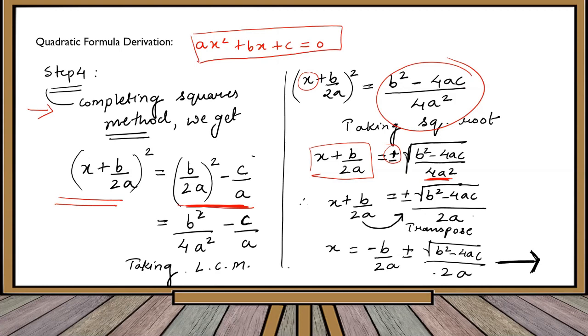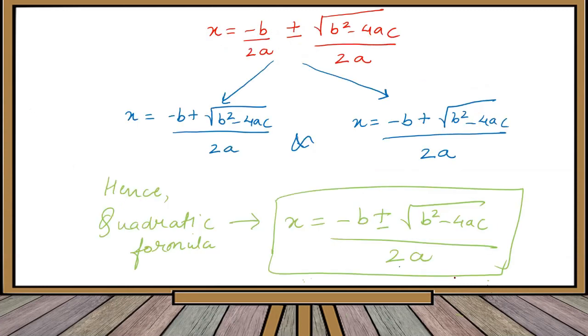Now what we are doing, we are transposing this plus b by 2a to this side. After transposing this to your RHS, we will get our x. So what is x? This plus b by 2a will become minus b by 2a plus minus under root b square minus 4ac whole upon 2a. See, this is what we are up to.